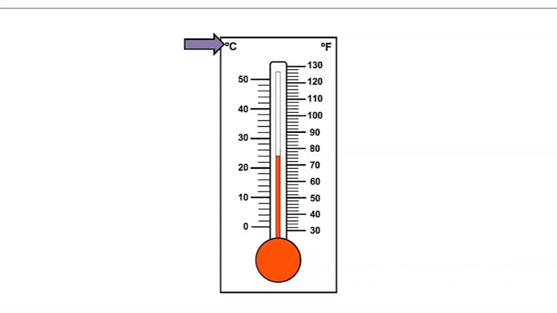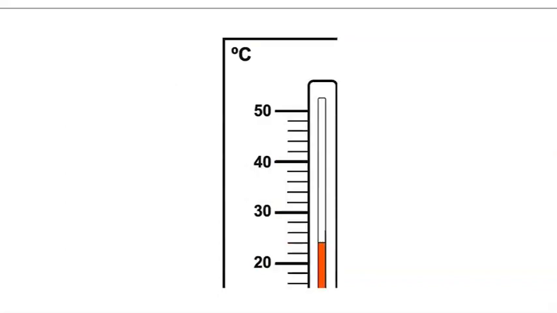You should include the degree symbol and the letter C or the words degrees Celsius. Let's use what we practiced to read the temperature on this thermometer. What is the temperature? The temperature is 24 degrees Celsius.